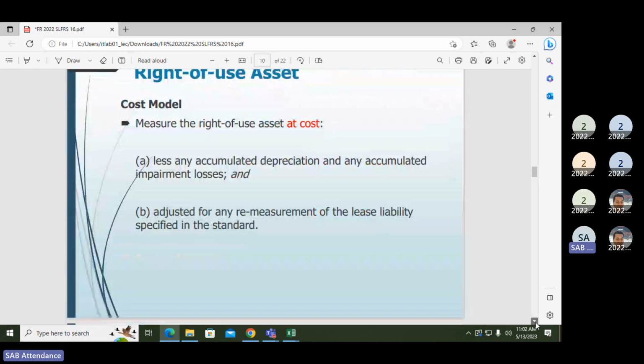Right? So it's like I said. So irrespective of the ownership, if the lease term covers a major part of the economic life, then it's a finance lease.